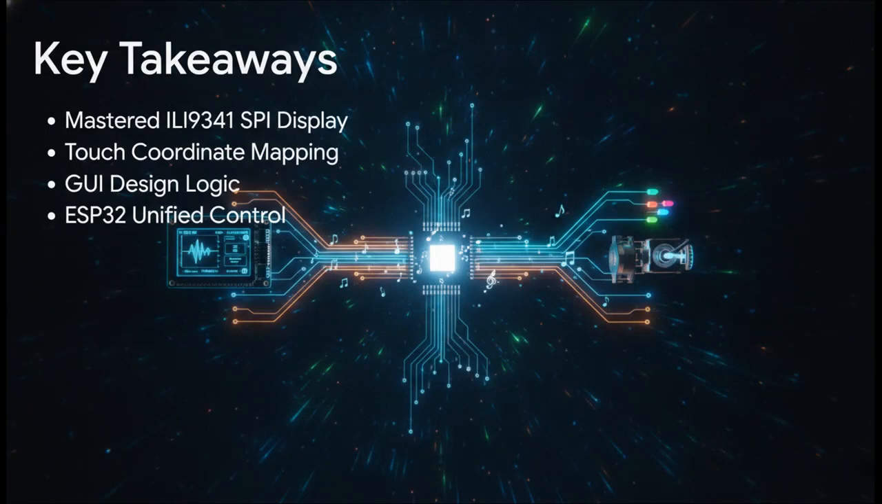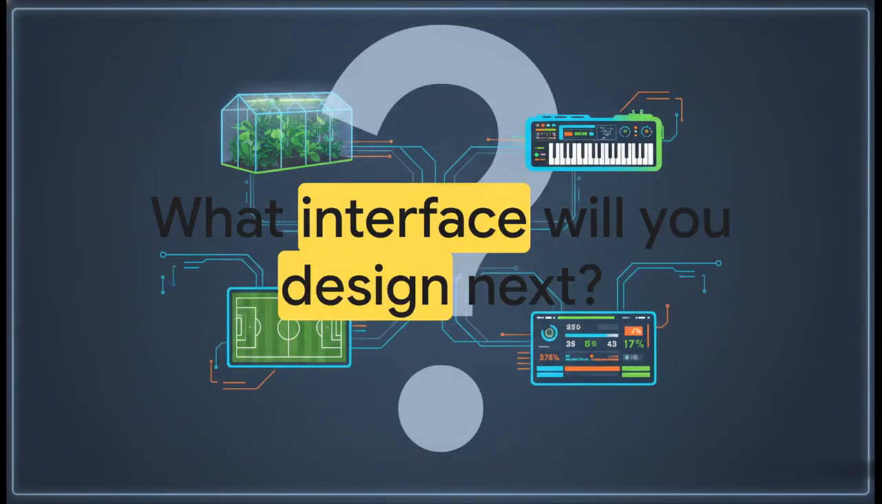So just to recap everything we've covered, you've successfully unpacked how to drive an SPI display, how to map touch coordinates via interrupts, design a responsive GUI, and unify your hardware control. You now totally understand how the ESP32 acts as the conductor, how the ILI9341 display is your interactive sheet music, and how physical components like LEDs and servos are basically the instruments playing the symphony of your smart home. Now that you hold the keys to building pretty much any interactive human-machine interface, the only question left really is, what will you design next?